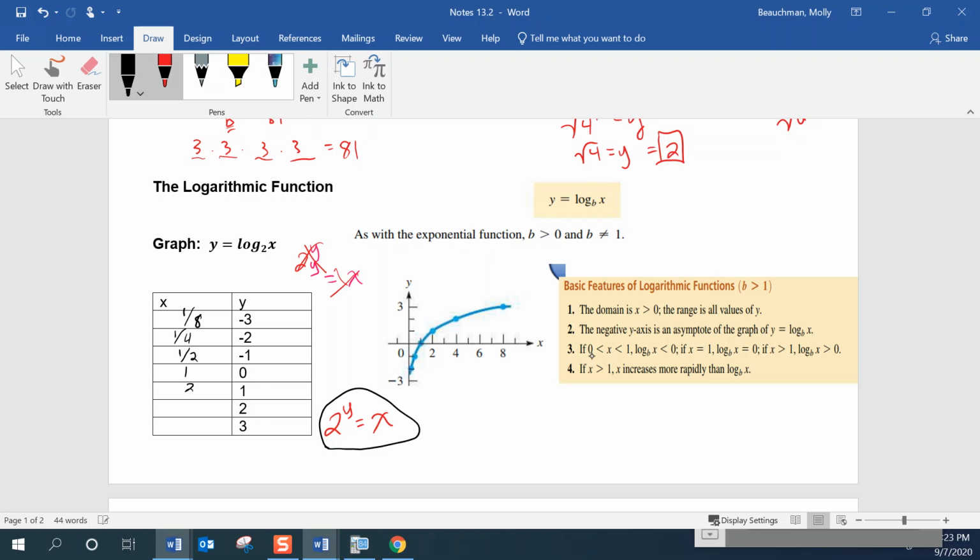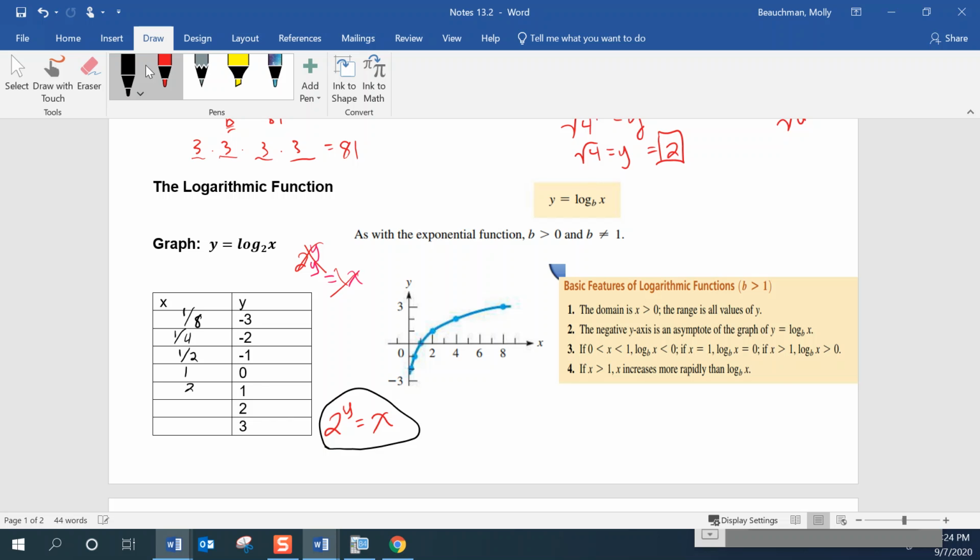And if x is between 0 and 1, log base b of x is negative, less than 0. If x equals 1, the log base b of x is 0. If x is greater than 1, log base b of x is greater than 0. So basically what that says is it's an increasing function from left to right. But you can't put values 0 or values less than 0 in the function.